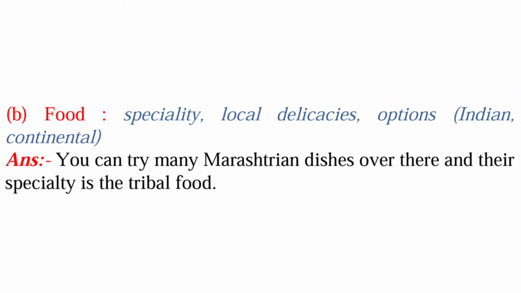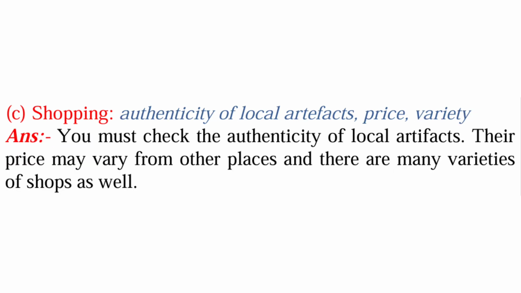B point is food: specialty, local delicacies, options, Indian or continental. So answer is, you can try many Maharashtrian dishes over there and their specialty is the tribal food. C point is shopping: authenticity of the local artifacts, price and variety. So answer is, you must check the authenticity of the local artifacts. Their price may vary from other places and there are many varieties of shops as well.